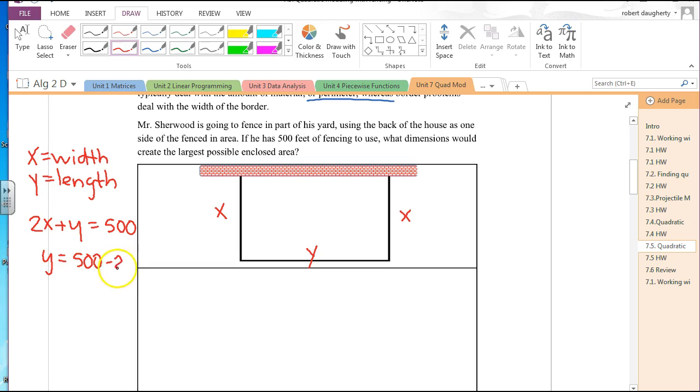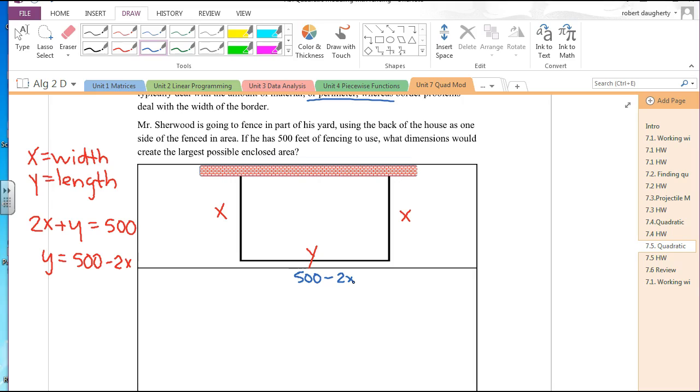500 minus 2x, okay? So that means that this side of the rectangle is x, and this side is 500 minus 2x. What happens when you add x plus 500 minus 2x? What do you get? 500, which is what I expect. I've got 500 feet of fencing, okay? So this side is x, that's x. If I only have 500 feet of fencing, this has to be 500 minus 2x for this side. Does everyone see how we got that using the perimeter?